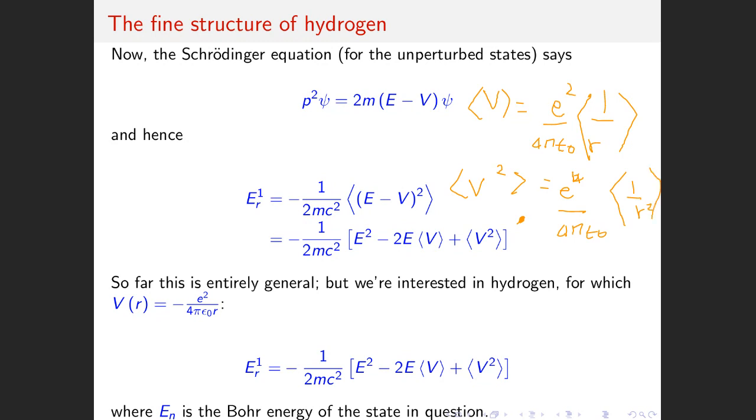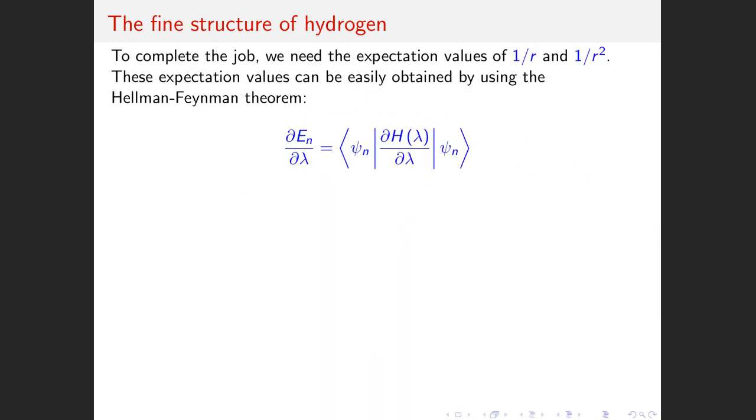So what are these expectations? Once you have managed to find what are the expectations, then you just plug them into this expression. But how do you calculate these expectations? So I thought the easiest way to do this was to make use of what is called the Hellmann-Feynman theorem.